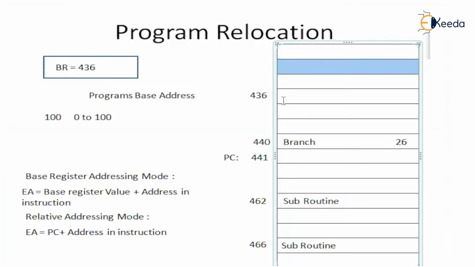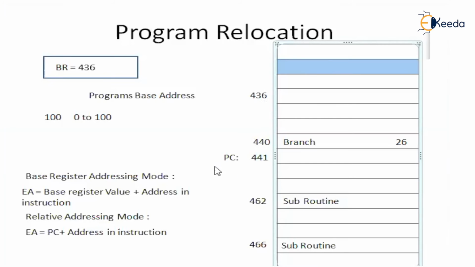A program cannot use any other space in the main memory apart from the space that is provided to it. That means I am provided with 436 onward. When I try to access any address other than 436 to 535, the operating system will kick me out. I should use only the addresses between 436 and 535.